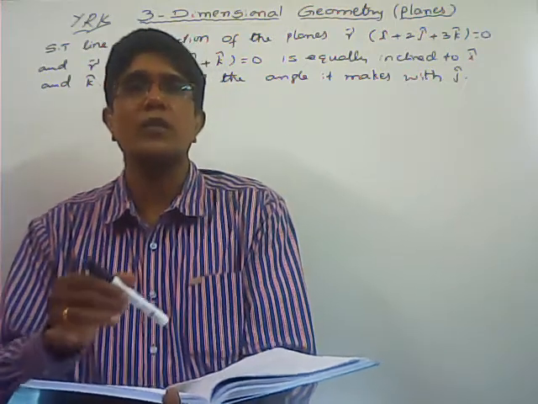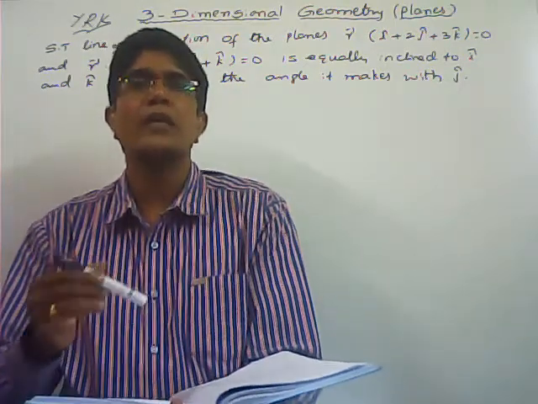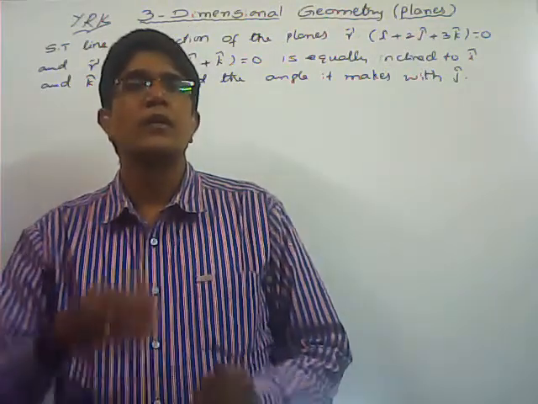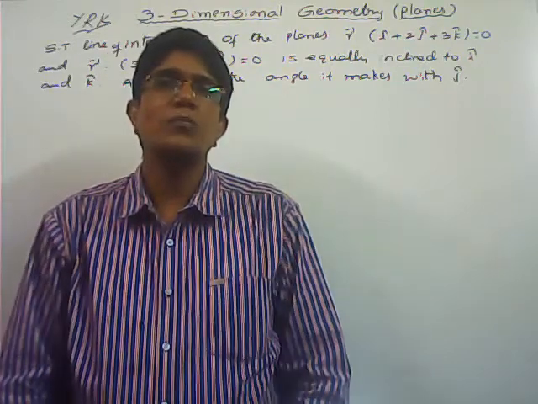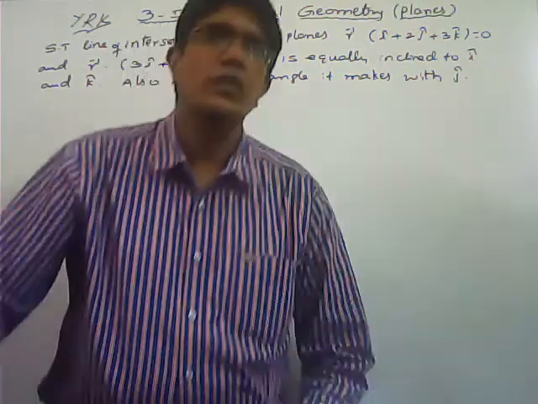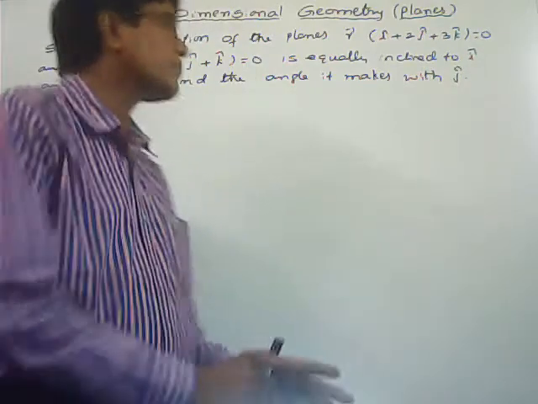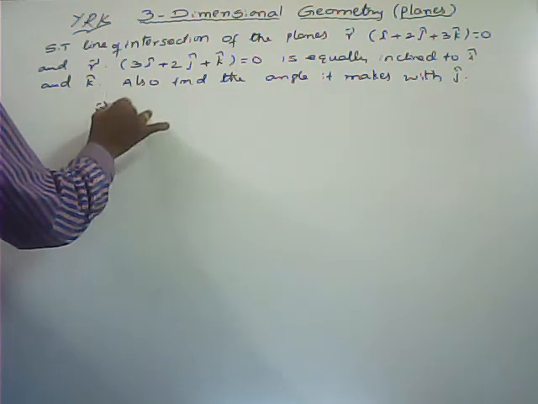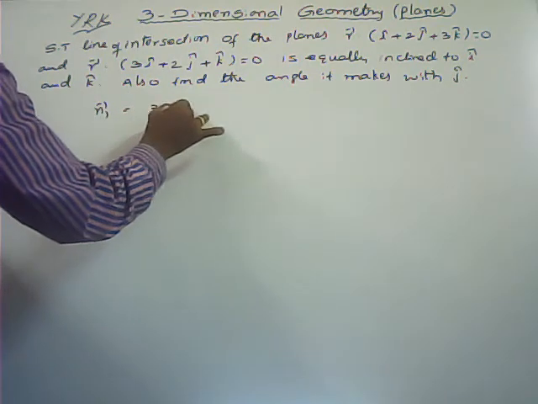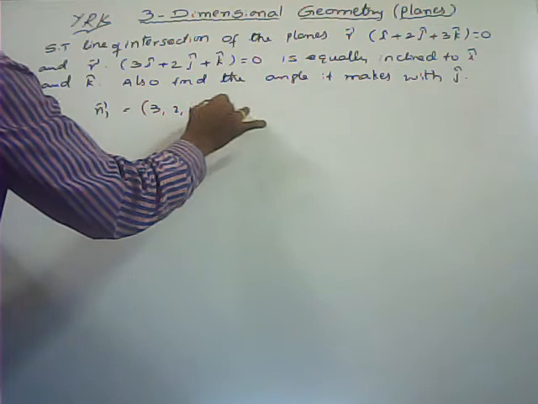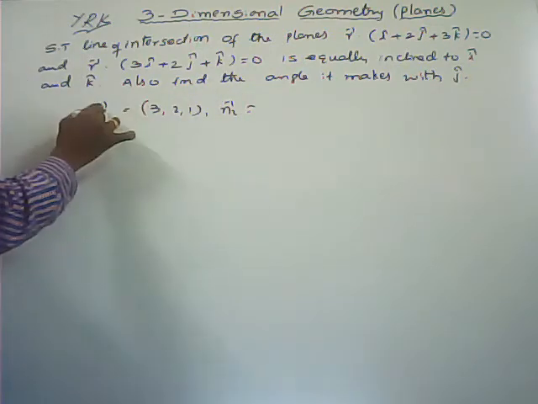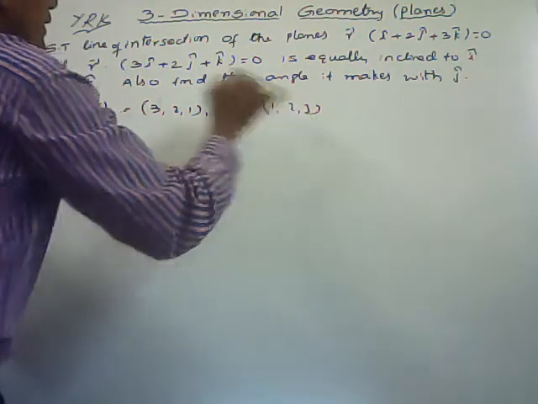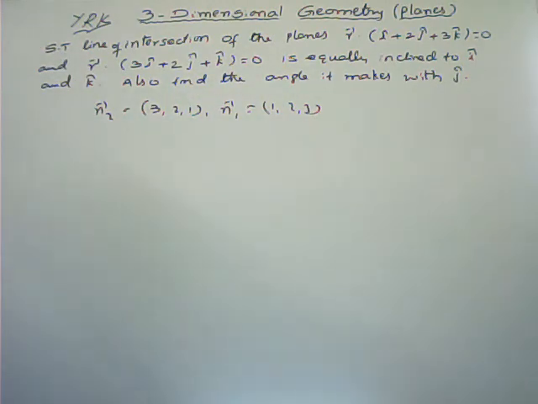What is the vector perpendicular to both n1 bar and n2 bar? Their cross product only. So the line of intersection of the two planes is in the direction of the cross product of the normals of both planes. Here, n1 bar is 3, 2, 1 and n2 bar is 1, 2, 3. You can write in any order, no problem.